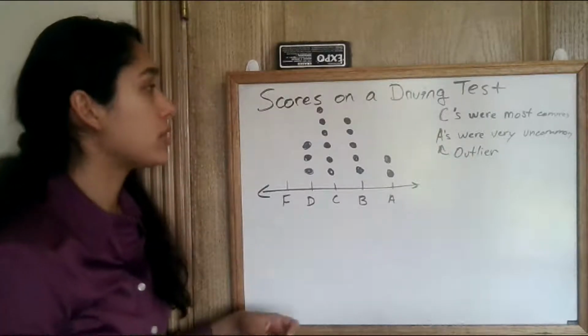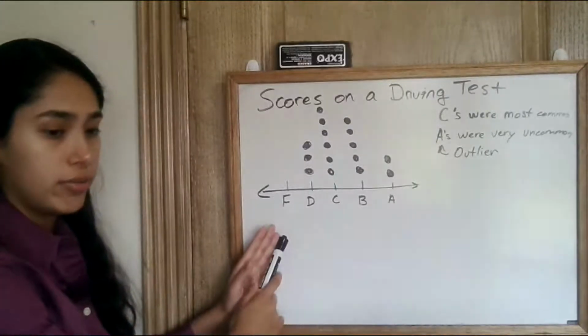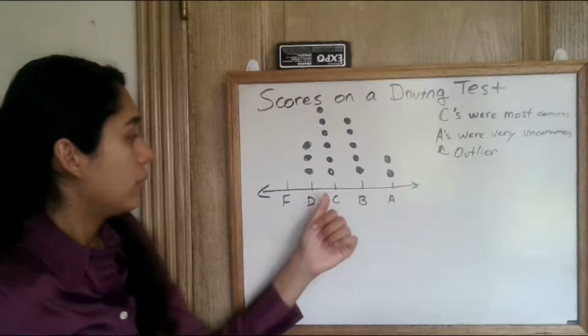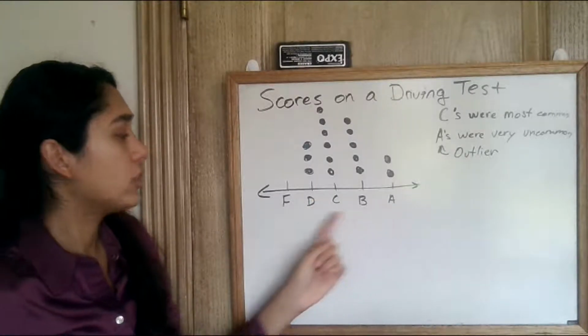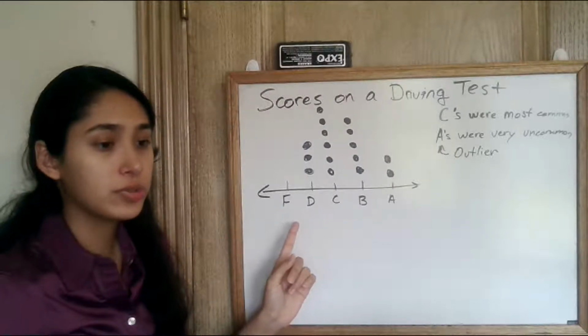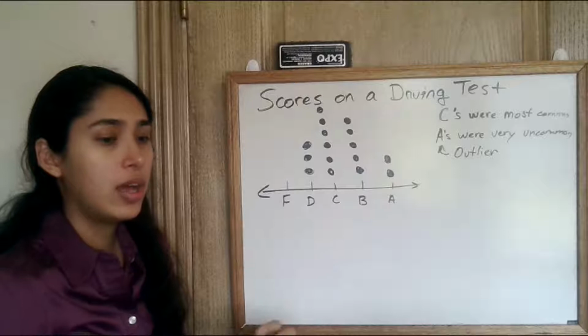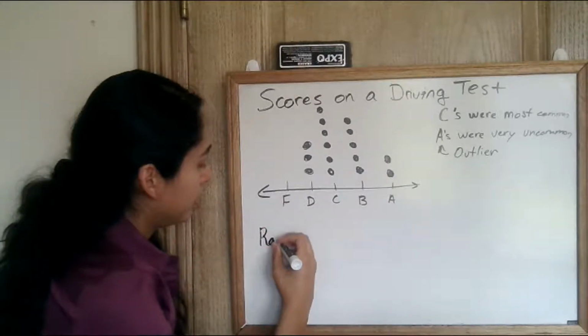So we know possibilities range from A to F. But our actual data set ranges from A to D because no one got an F. So keep that in mind. If they ever ask for the range, keep in mind, so like range of possibility.